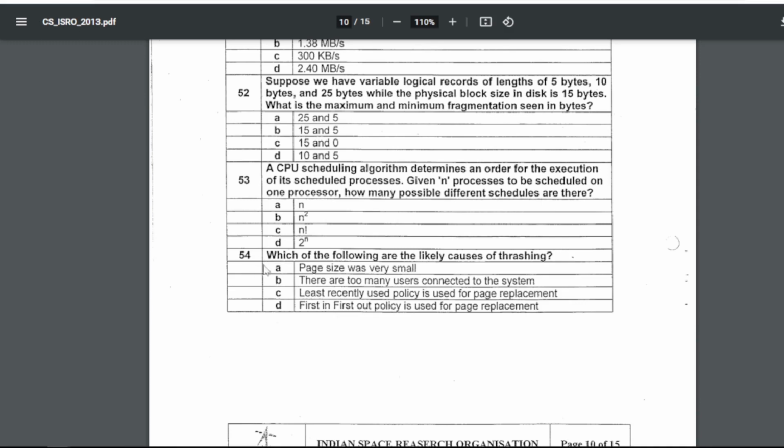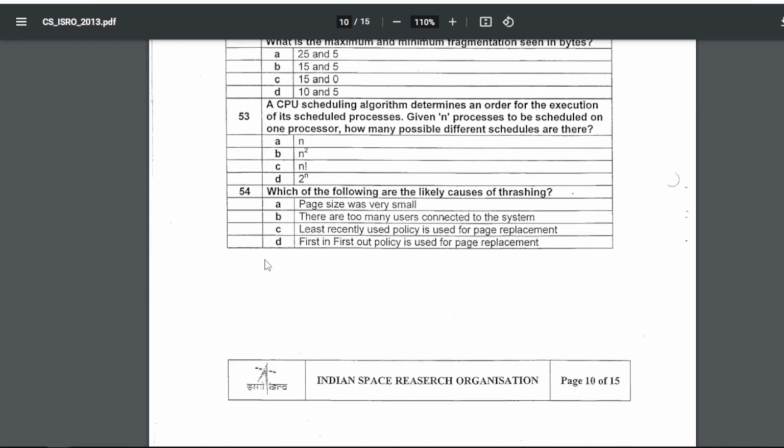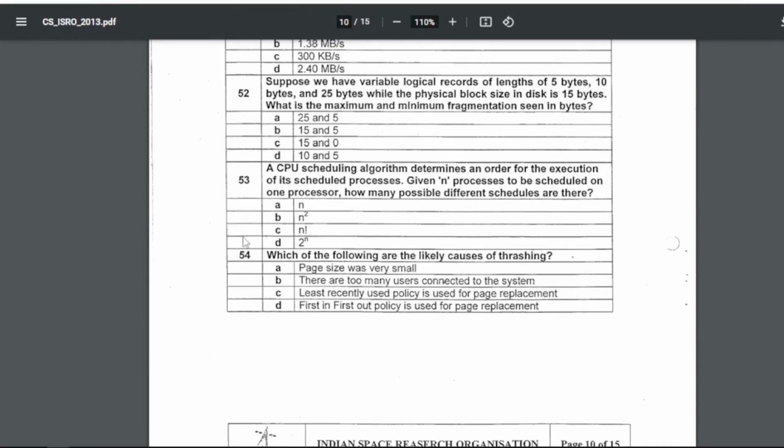Example, let's say we have an operating system that has 4 processes to schedule, let's say P1, P2, P3, P4. Now for scheduling the first process, it has 4 choices, right? Then from the remaining 3 processes, it can take 3 choices. Got it? And so on and so forth. So the total schedules possible will be 4 factorial, right? So here n factorial will be our answer.